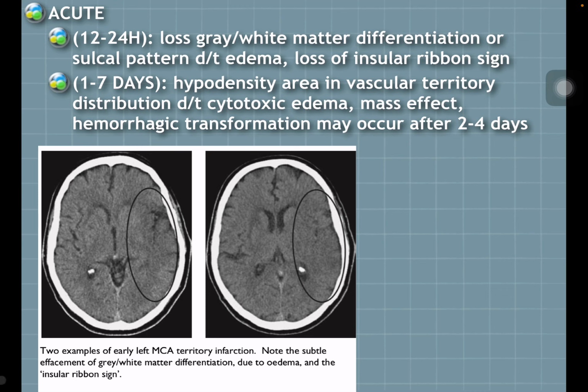This is an example of an early left MCA territory infarct. There is a subtle effacement compared to the contralateral side. There is a subtle effacement of the gray-white matter differentiation due to edema, and the insular ribbon sign. There is a loss of insular cortex differentiation and gray-white differentiation.